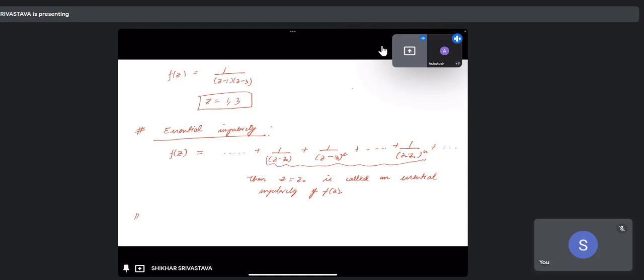Now, another kind of singularity is removable singularity. It is very important. I will solve a couple of questions which came in the GATE exam related to this, and it will be much clearer when you solve the questions. So this is another important class of singularity, removable singularity, and it has two properties.